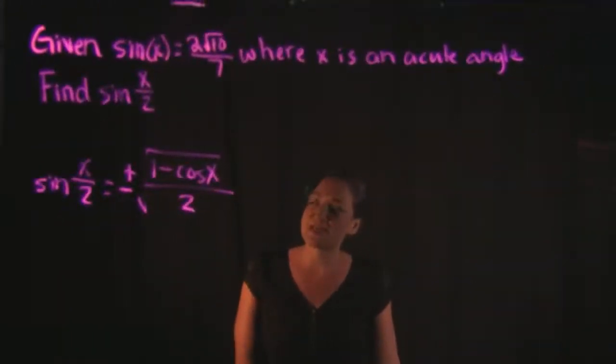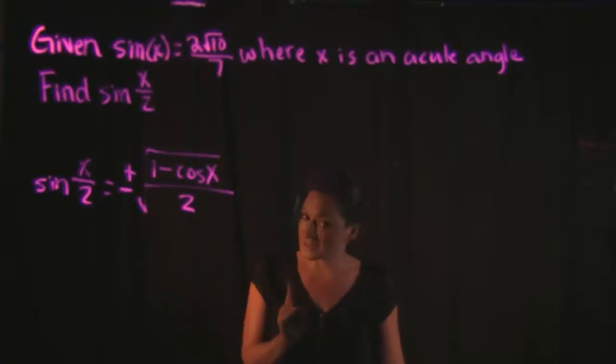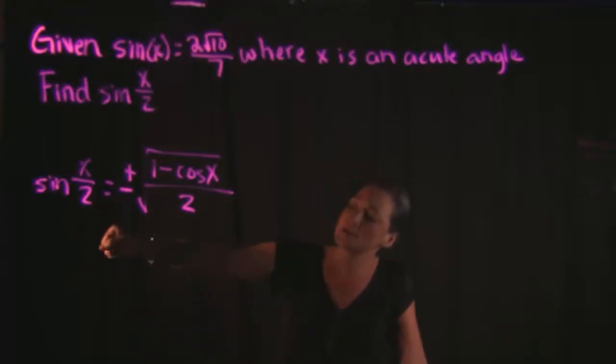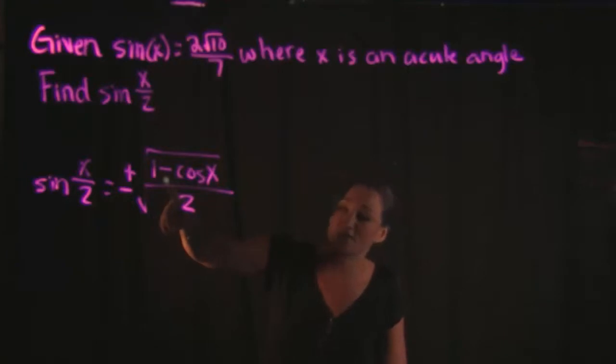We're going to talk about an example with sine of x over 2. I have that formula on the board. It looks very, very similar to the cosine x over 2. There's one slight difference, so do not get these formulas confused. The cosine x over 2 pretty much looks the same, except it has 1 plus cosine of x.